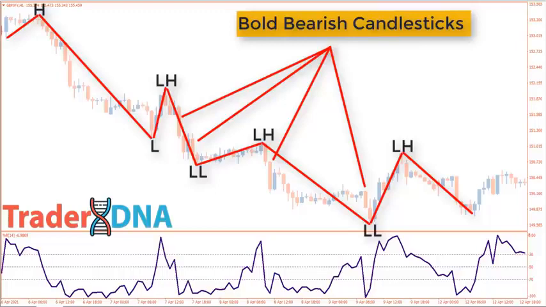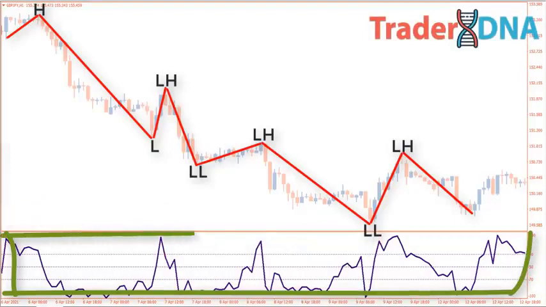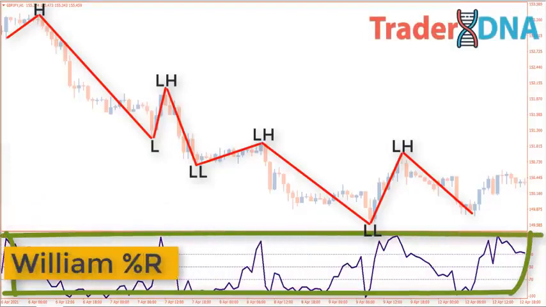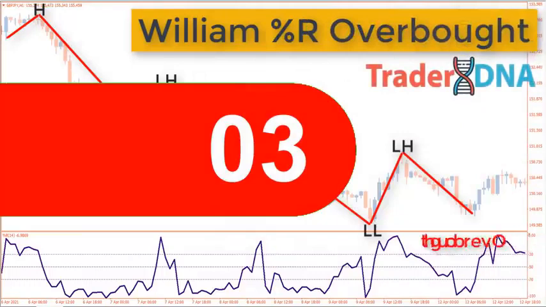The downside price movement is preceded by big bearish candlesticks. This confirms the momentum behind the trend. Now, it's time to focus on the Williams %R. This is the best momentum indicator, which brings us to the next step of our momentum indicator strategy. Step 3. We're going to use the Williams %R momentum indicator in a smart way.